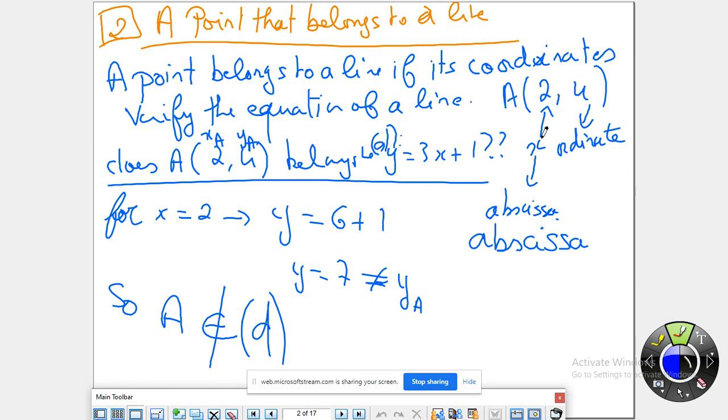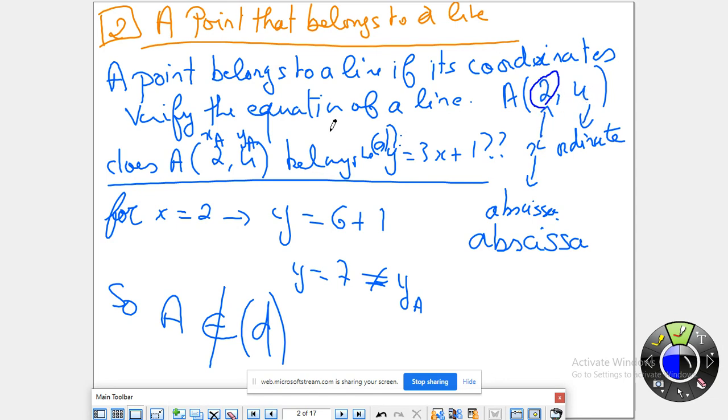First, you need to know what we call the 2. 2 is called the abscissa of the point A, that is x. 4 is the ordinate, that is y. And together, when I say x and y, we say the coordinates. X is called abscissa, y is called ordinate.